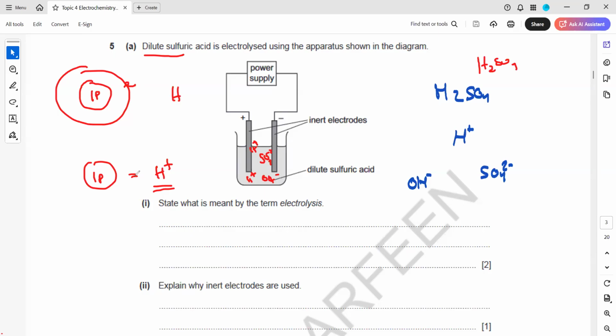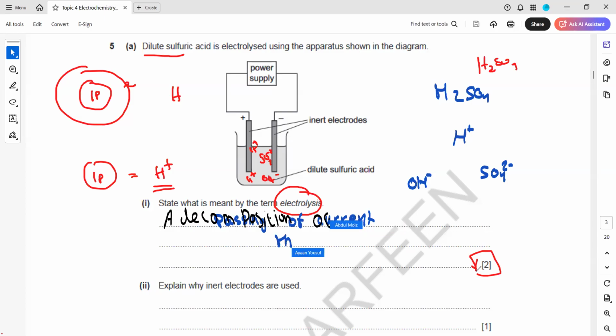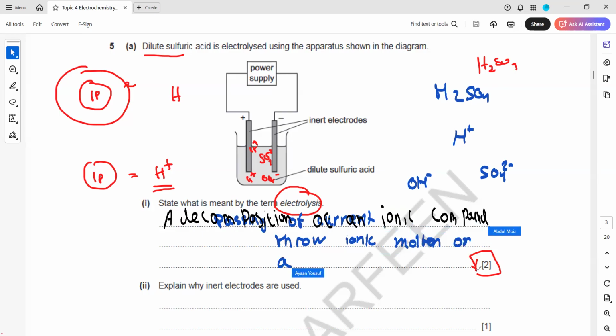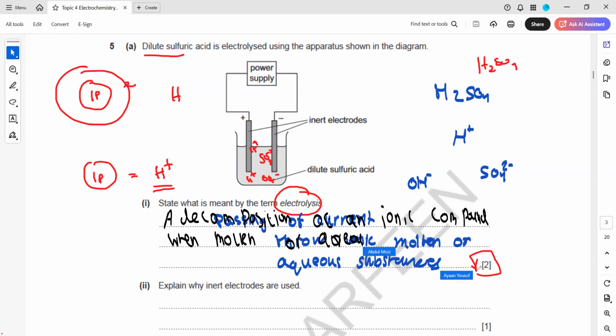Okay. Thank you, sir. Next: what is meant by the term electrolysis? A 2-mark definition. Breaking up, decomposing, ionic. You can use any space, even the space which is given, or any space on the screen to answer. Decomposition of an ionic compound when molten or aqueous, good, by passing current through it. Process of transferring current through molten or aqueous solution.